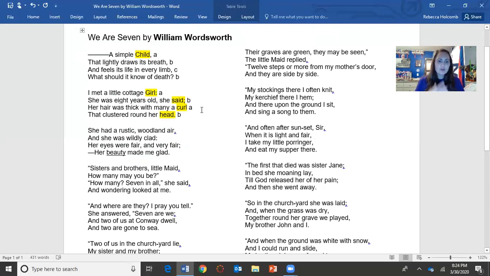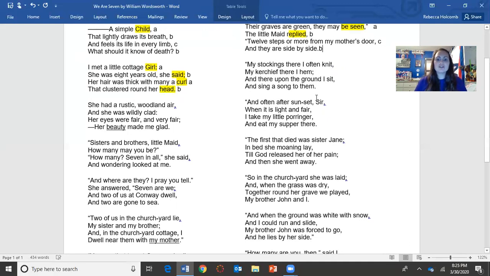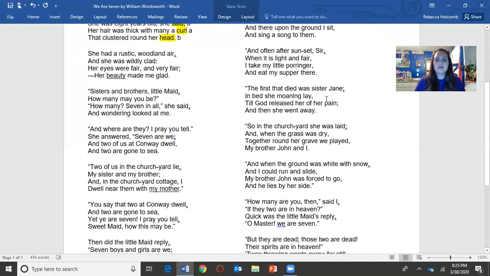That's the end rhyme. There are just a couple of changes. Here is an example. Seen would be A, and then replied would be B, and then door doesn't rhyme with anything else, so again, that's C, and then side rhymes with replied, so that would be B. So we have A, B, C, B, so a little bit different. But pretty much the entire rest of the poem follows the A, B pattern. Jane, lay, pain, away. Laid, dry, played, I. Okay, so A, B, A, B. So most of this is a regular end rhyme, A, B, A, B.